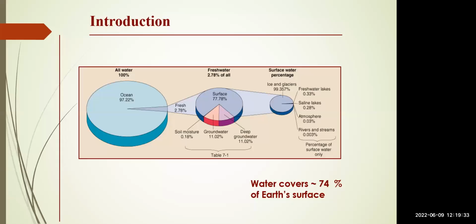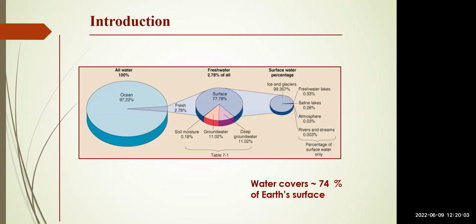Freshwater, and within freshwater there are some other parts of the water, like the soil moisture, groundwater, and also the deep groundwater. And within that, we have some surface water percentage, which includes the glaciers and ice as well. And within that, we have some other percentages.